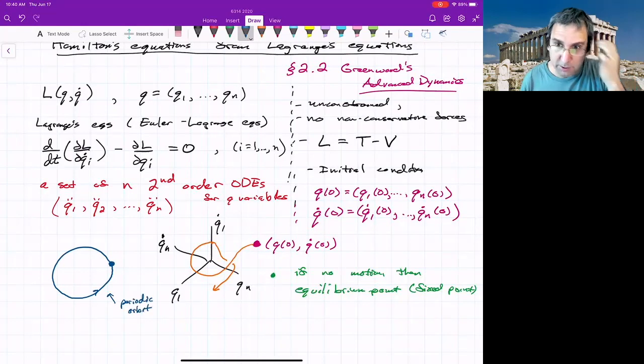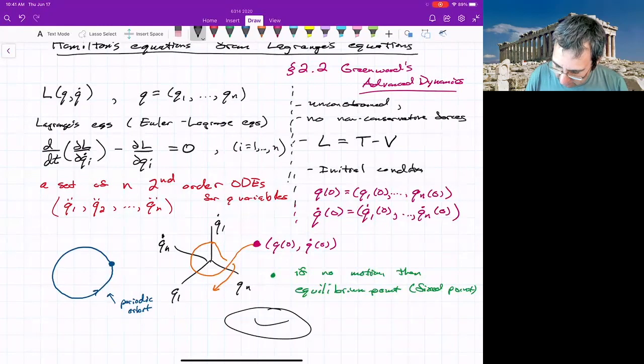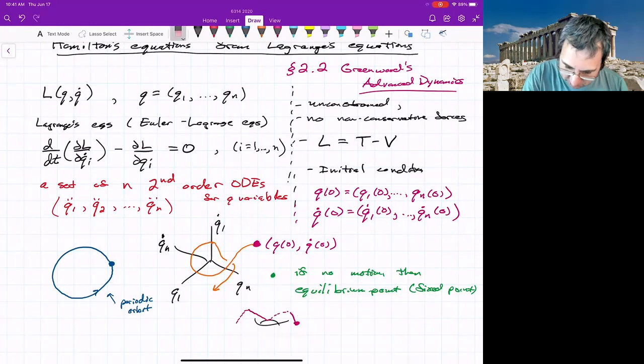And you could have other kinds of generalizations. So, okay, there's an equilibrium point, you could have periodic orbits. You could have a torus where if you start on it, you just sort of evolve along the torus. I'm showing dashed lines if I'm on the opposite side of the torus.